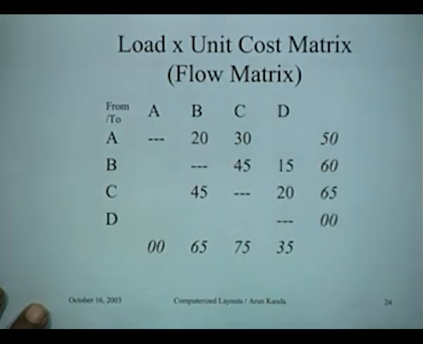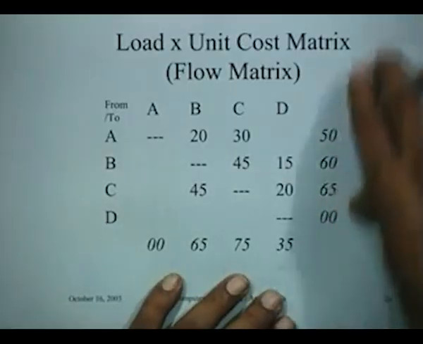Incidentally, for this problem we have to construct the flow matrix only once, right? We have to construct the flow matrix because it summarizes information pertaining to how much flow is taking place between all pairs of departments, and we have a 4x4 matrix which summarizes this information.